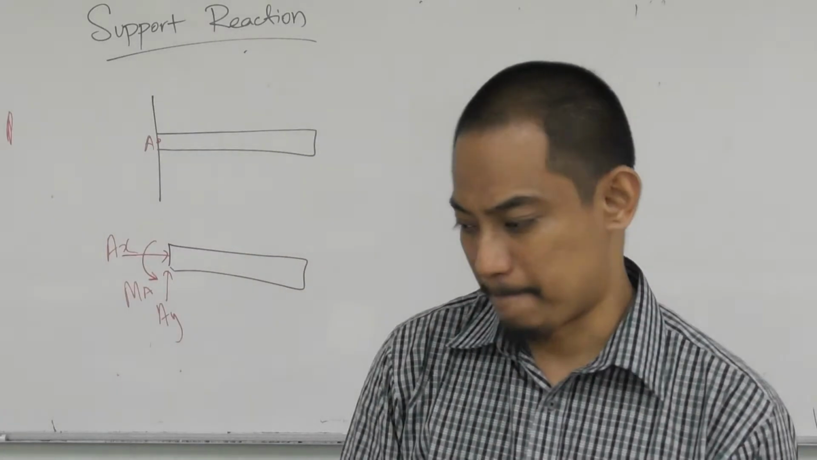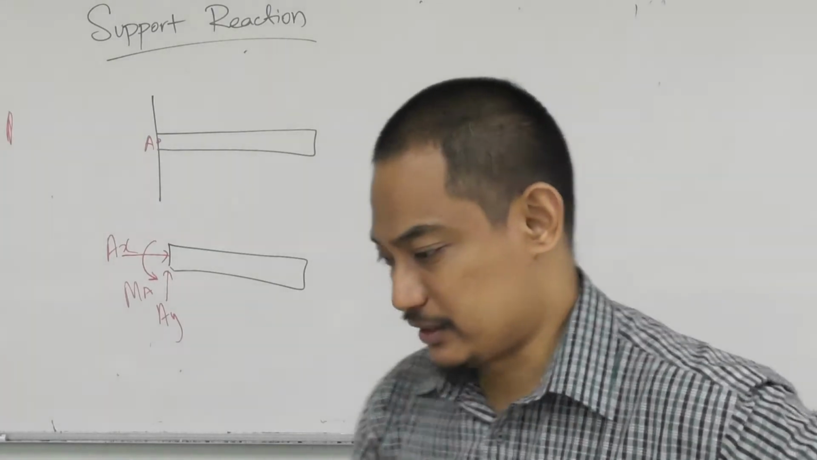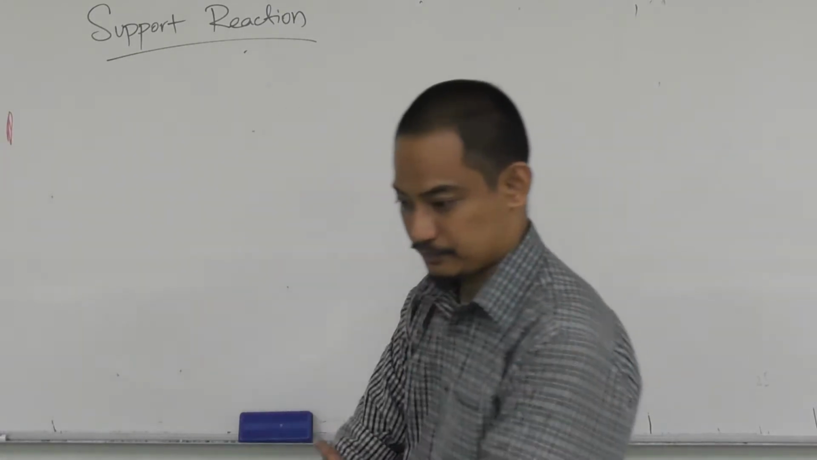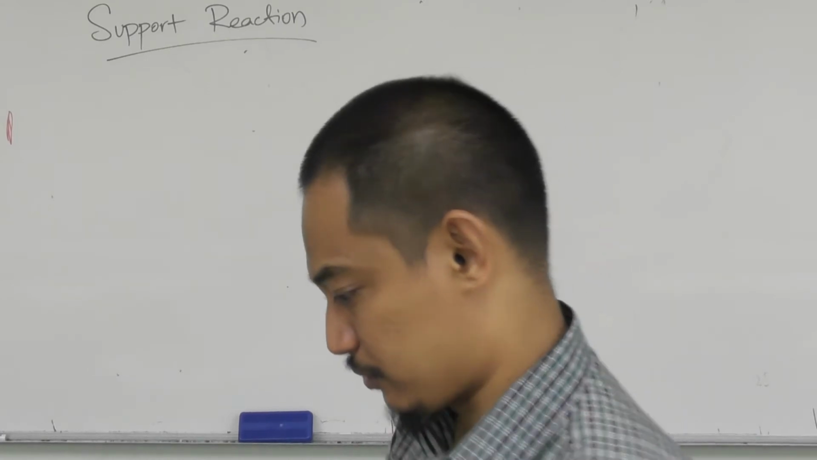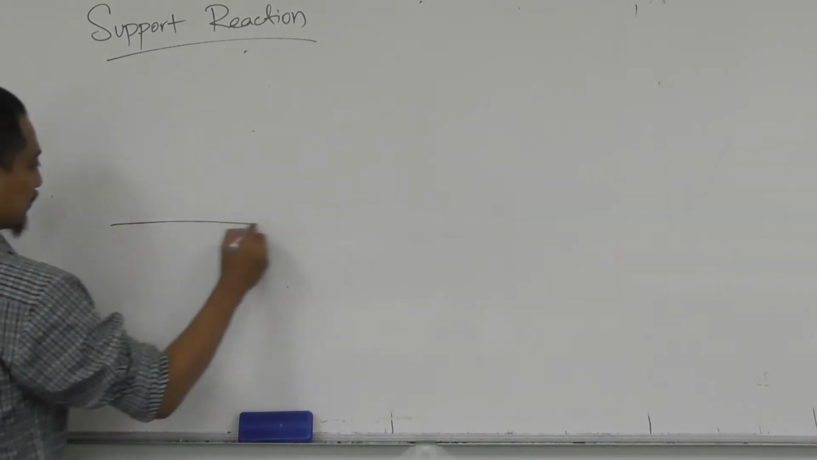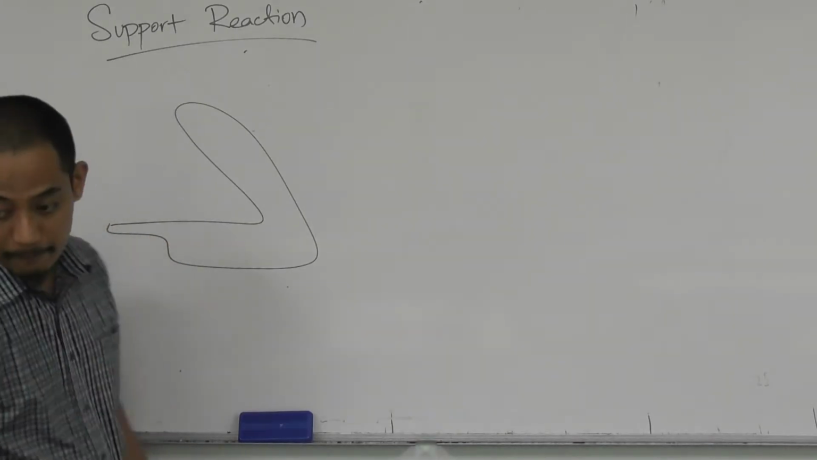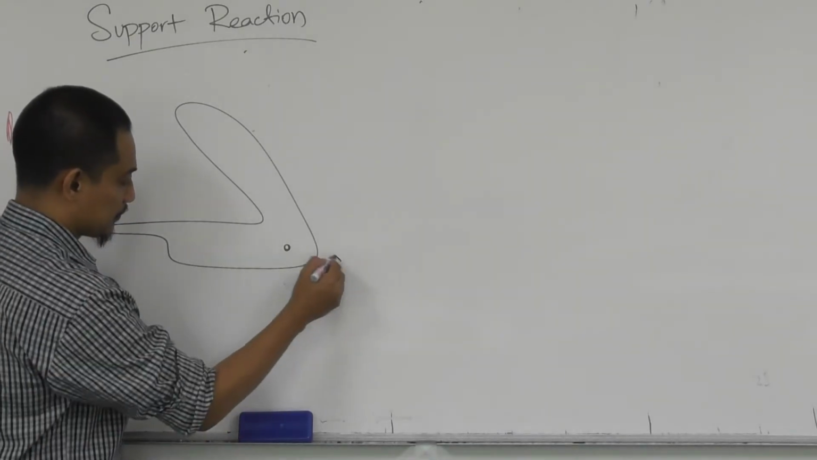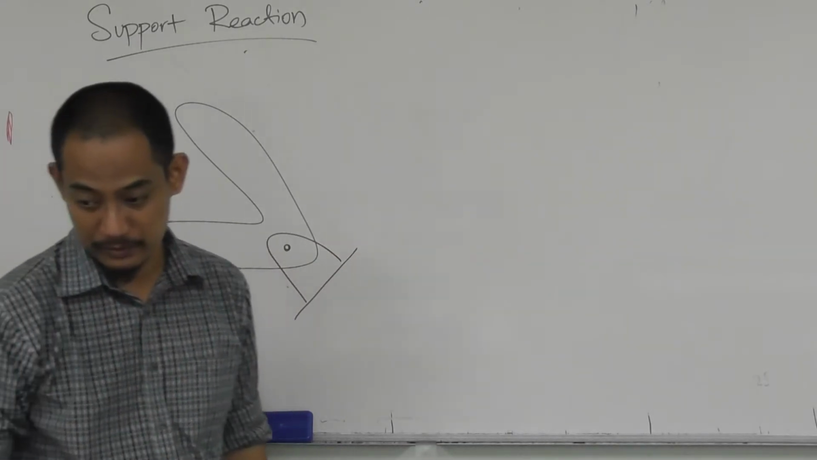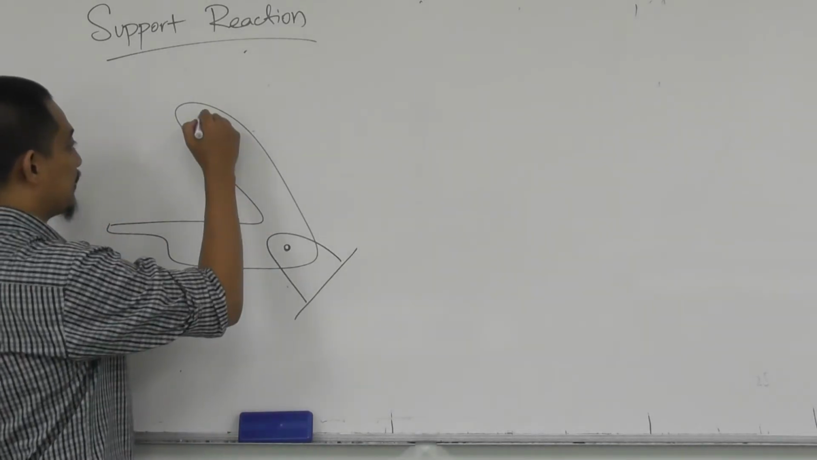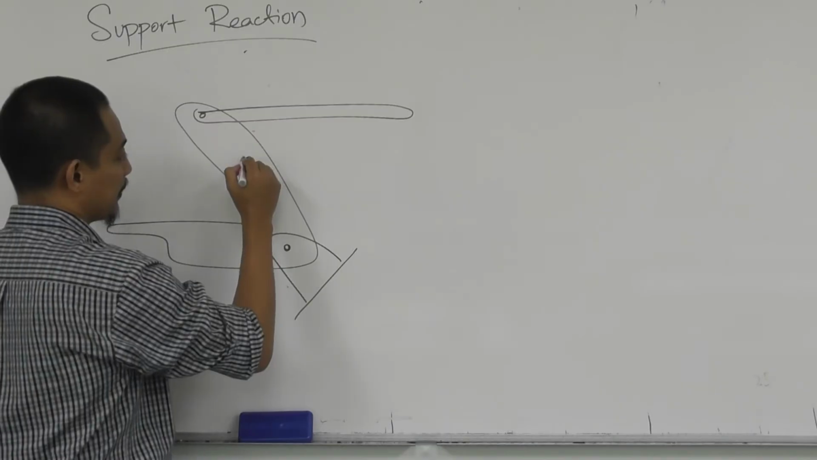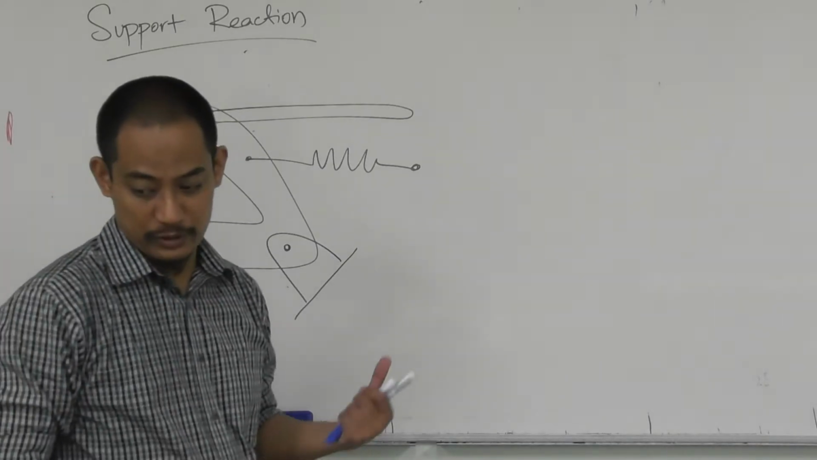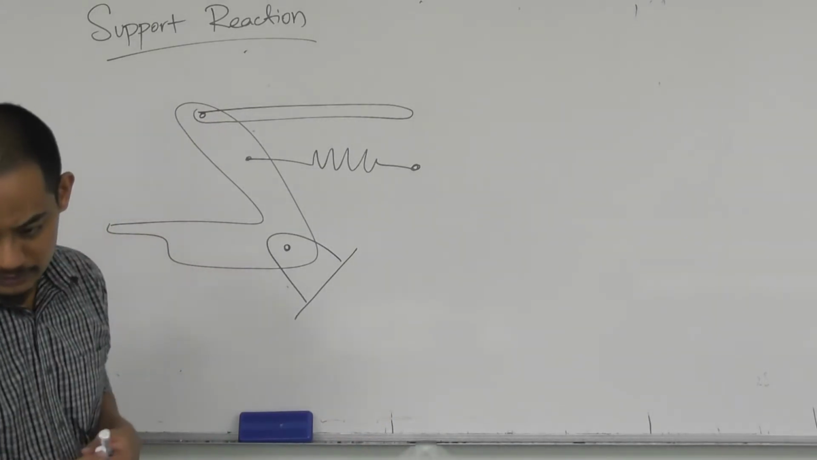Now, example number 1 is basically just to see whether you understand, right? I'll just draw it quickly. You have something like this, and then you have a pin support here. There's a pin support, then a link here, and a spring here, right? So how do you draw the free body diagram of this, which also has a force here?